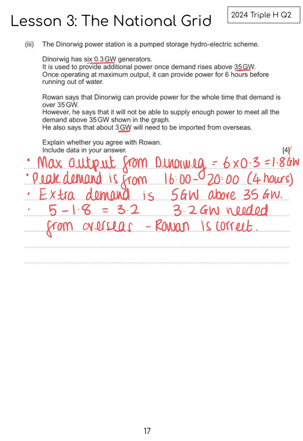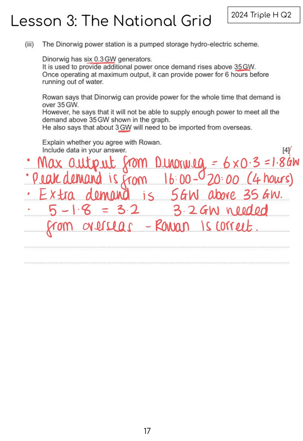So this seems like quite a complicated question, but it's not too bad. The first thing you want to do is work out how much power this power station can provide. It's got 6 generators, 0.3 each, 1.8 gigawatts. That's the first mark. And then you have a look at when your peak demand is. It's from 4 until 8 at night. It's for 4 hours, and it says it runs for 6 hours. So at the moment, that's all fine as well.